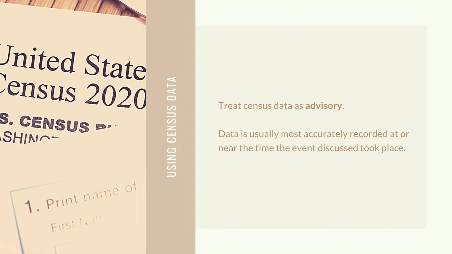But remember, any information we find on the census record will need to be verified in another source. Remember that data is most reliable when it is recorded close to the event actually occurring. For instance, a date of birth will be more accurately recorded on a birth certificate than on that person's death certificate.